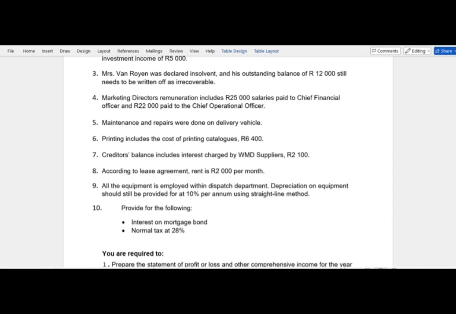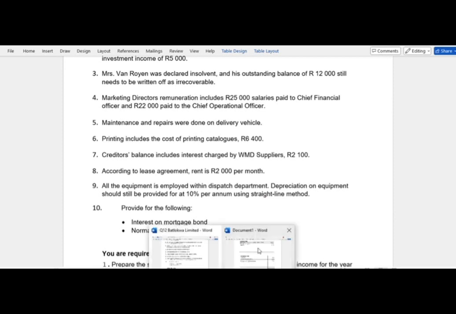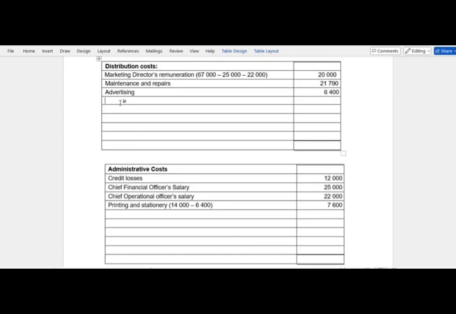Transaction number 9, they say all the equipment is employed within the dispatch department. The dispatch department is a department where there is movement of goods, where we transport or deliver goods to the customers. It's part of the marketing and sales department. So that means the depreciation on equipment should be calculated and recorded in the distribution cost. So we're going to take that to the distribution cost.